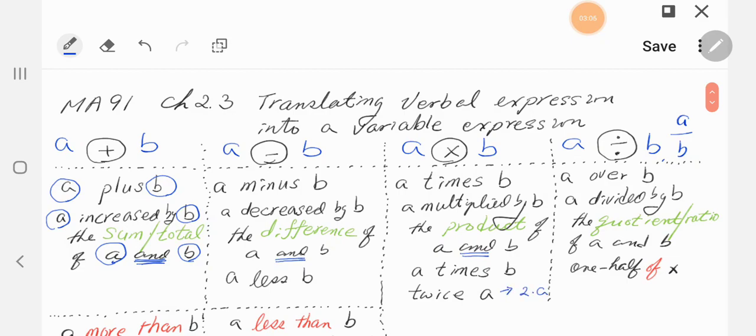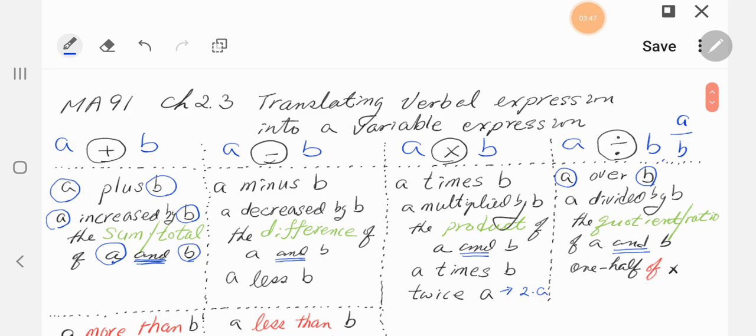2a. For the division, a over b means a divided by b. A divided by b is, a comes first, b comes later. So a is the numerator, b is the denominator. A over b, a divided by b, same thing. The quotient of a and b is a division, a over b. So this "and" will be replaced by over, the fraction bar. Or the ratio of a and b, a to b, so a over b. So a comes first, b comes later.